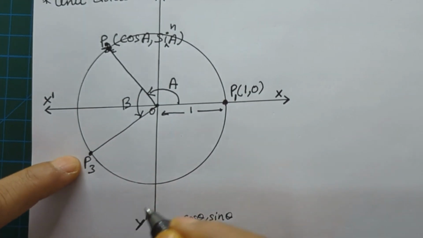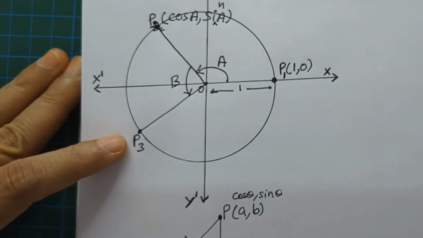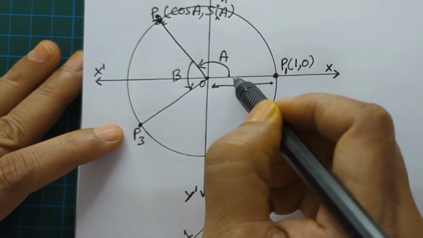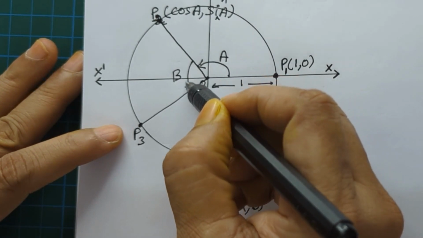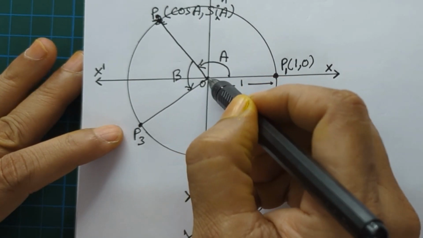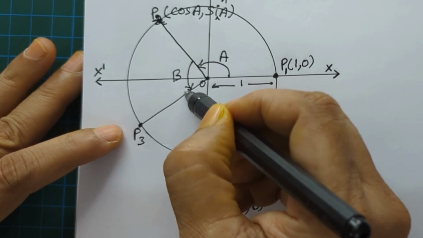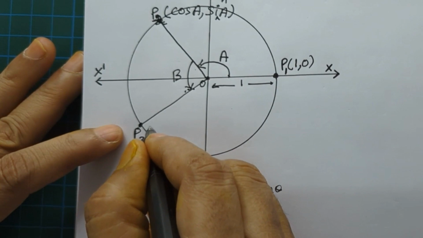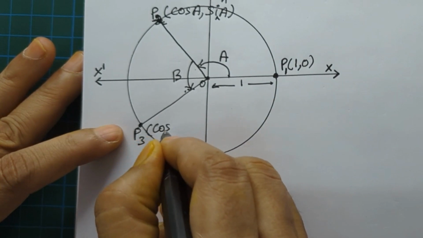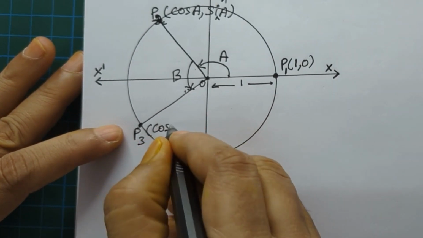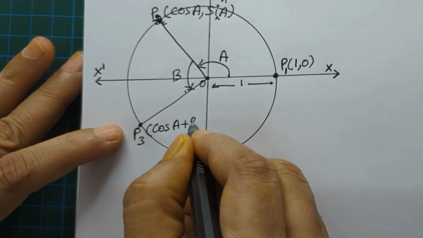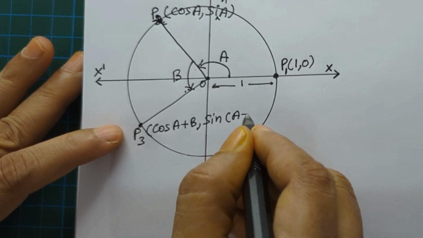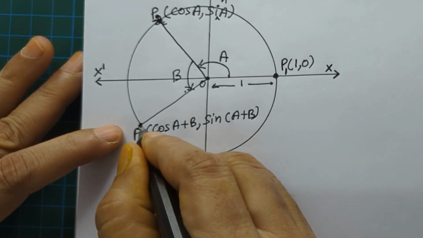Now we should write coordinates for P3. How to write coordinates for P3? See, the initial ray is OP1, and then the rotation of the ray went up to this, and we got OP3. So the total angle here is angle A plus angle B. So coordinates of P3 is, first cos comes, cos of the total angle, cos of A plus B, comma, sin comes next, sin of A plus B. So this is the coordinate of point P3.